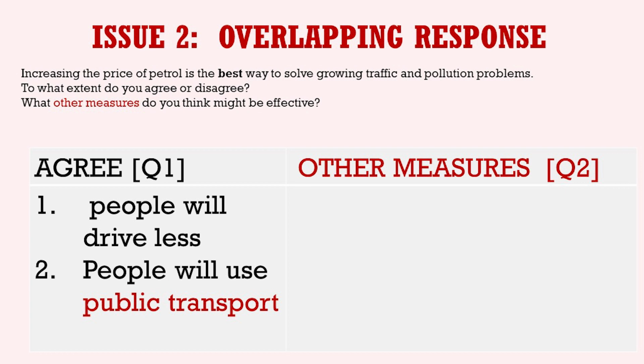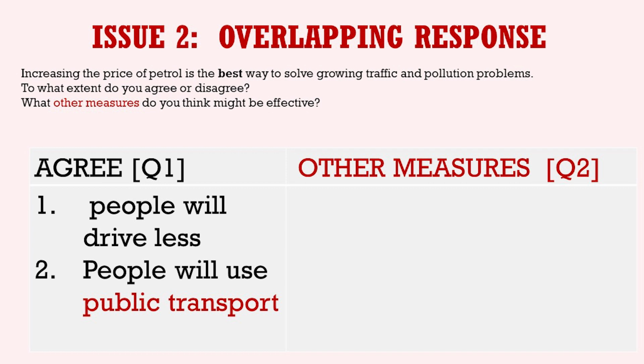For this issue 2, overlapping responses, I'm going to use another set of task instructions because this one came to me recently when I was grading someone's essay. So the topic is increasing the price of petrol is the best way to solve growing traffic and pollution problems. To what extent do you agree or disagree? What other measures do you think might be effective?